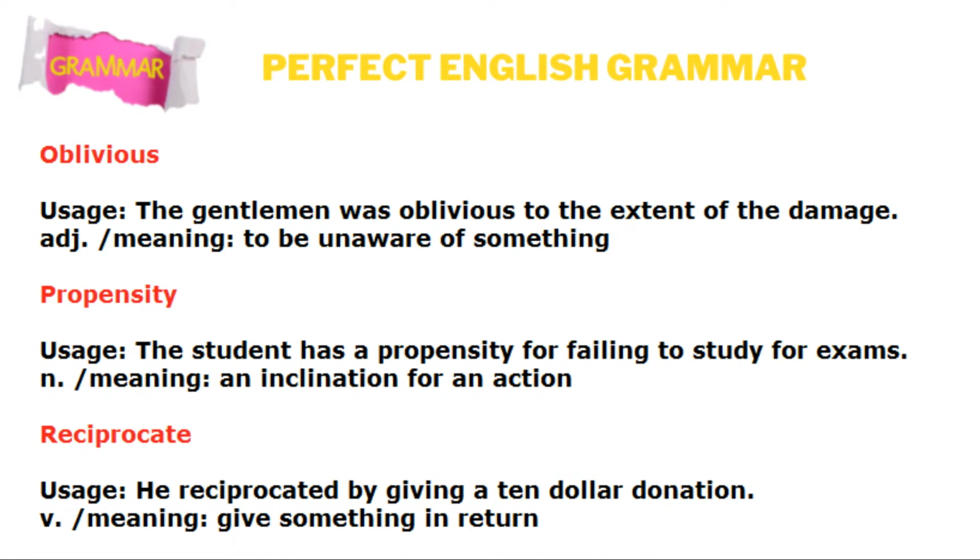Oblivious, the usage, the gentleman was oblivious to the extent of the damage. Adjective, meaning, or synonym, we should start with a synonym. A common synonym for oblivious would be ignorant, and a noun would be obliviousness, or an adverb would be obliviously. But it basically means to be unaware of something. This word commonly pops up on these exams, but always remember the synonym if you have trouble remembering oblivious, which is ignorant, to be unaware of something.